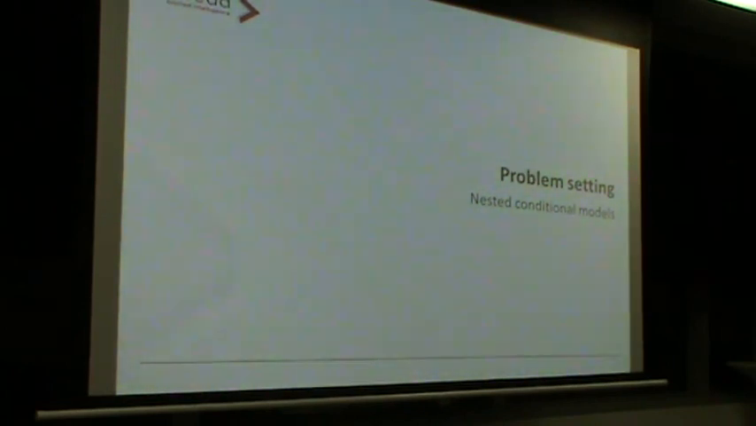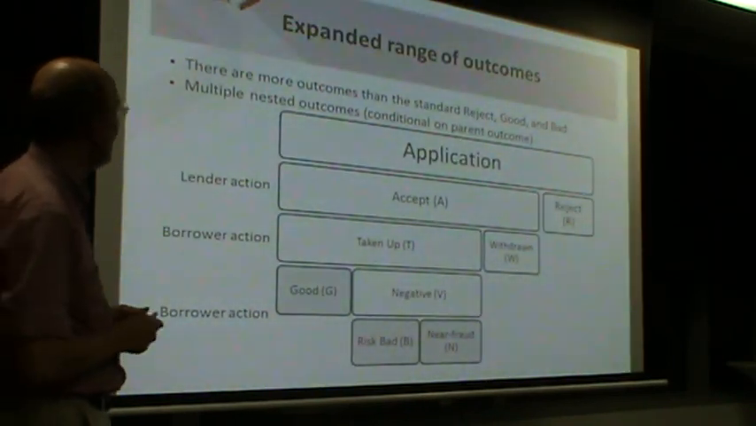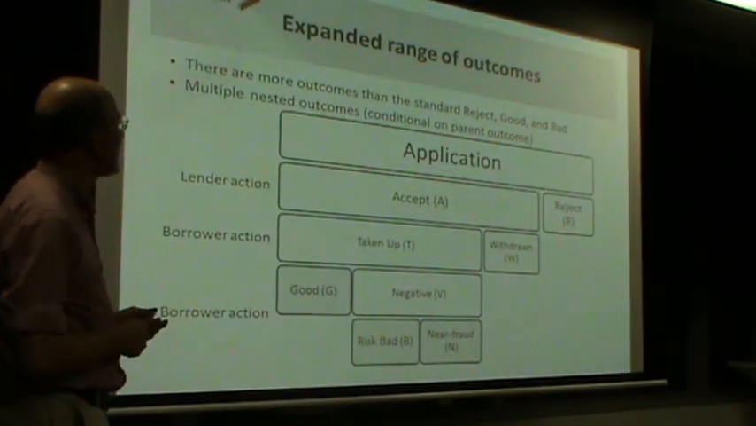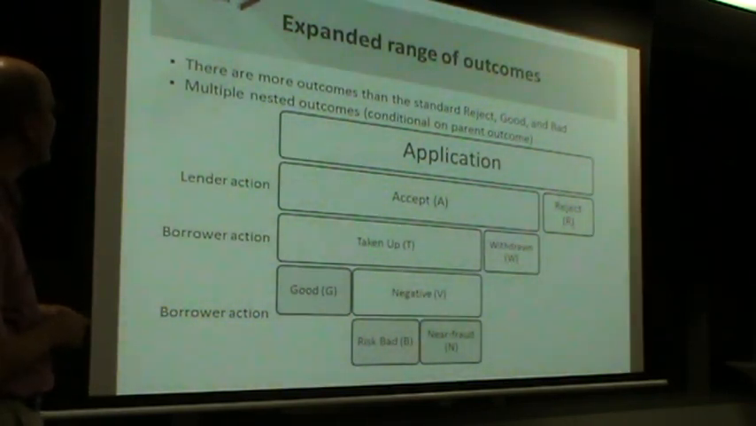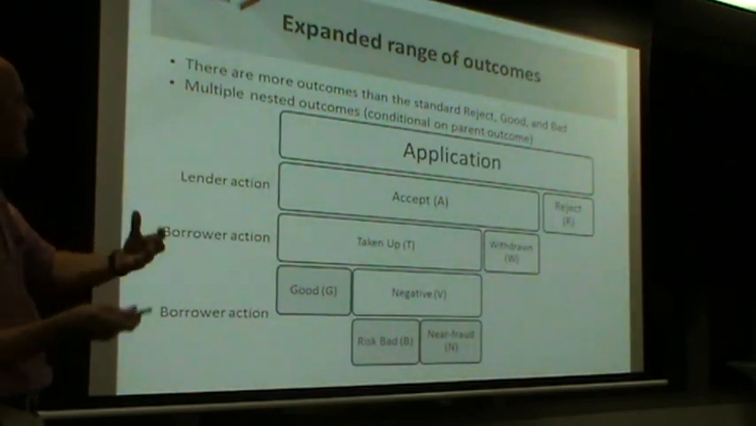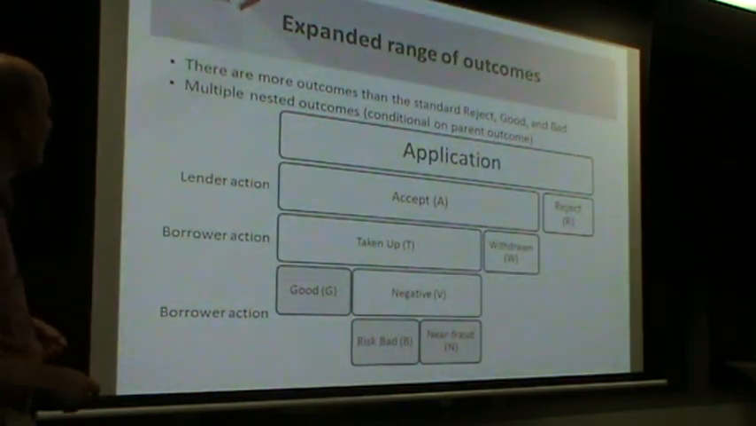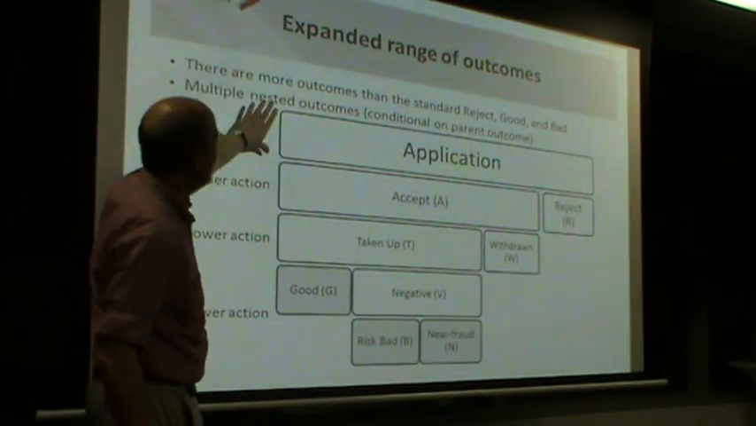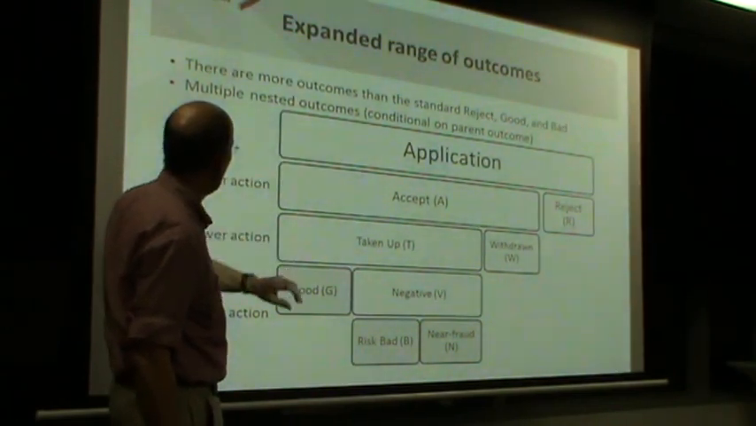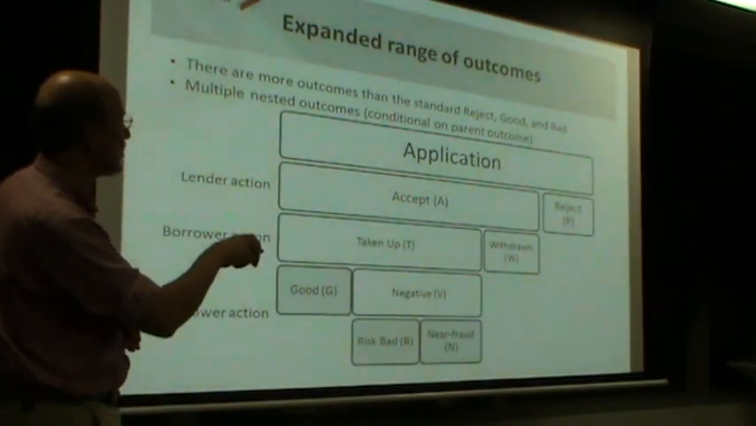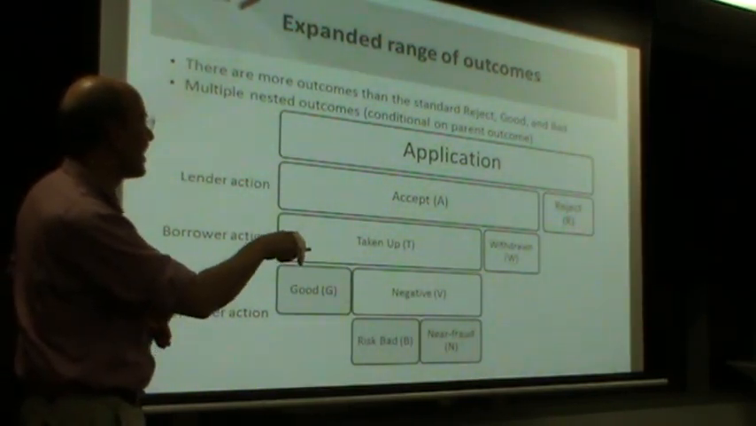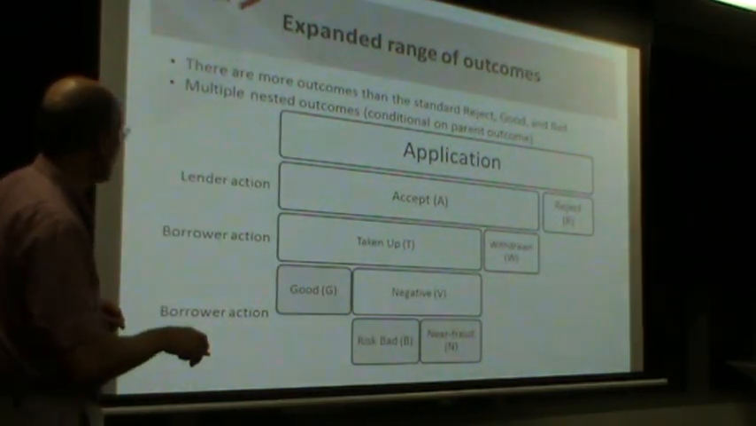Okay, on to the nested conditional models. In the real world, things are a bit more complex, so we don't just have these standard reject, good and bad outcomes. There are typically multiple nested outcomes, conditional on some parent outcome. So here are the applications coming in through the door, and the lender looks at them and says, okay, these people I'm willing to accept, these people I will reject. I will say, no, sorry, no loan for you.